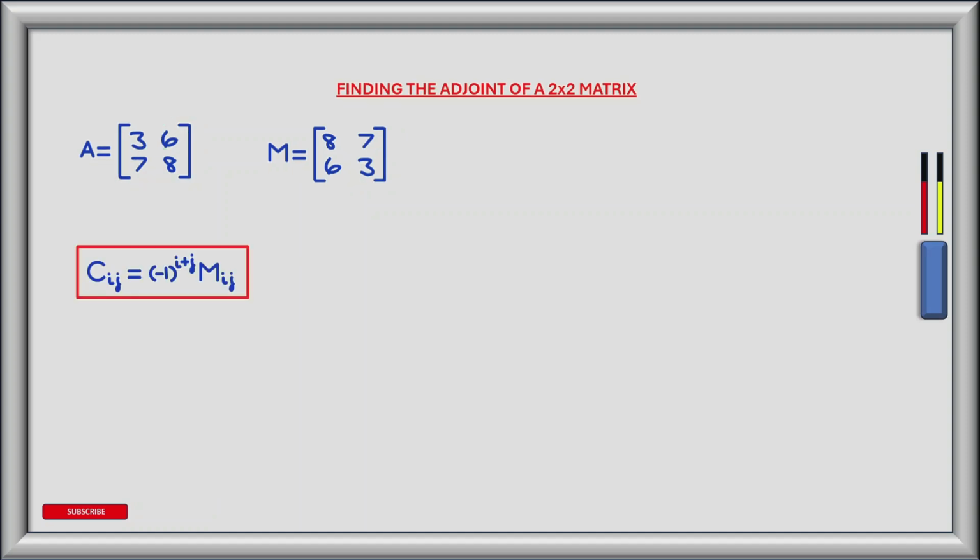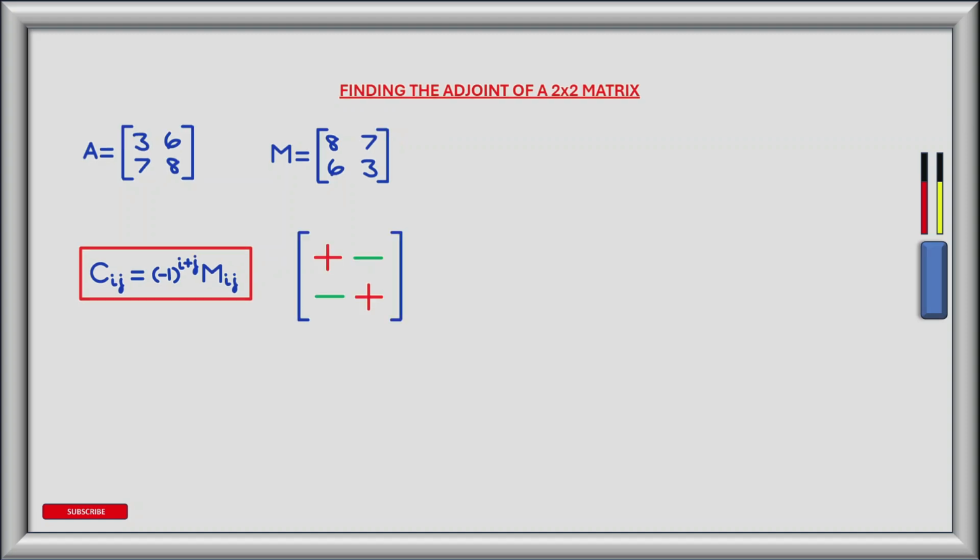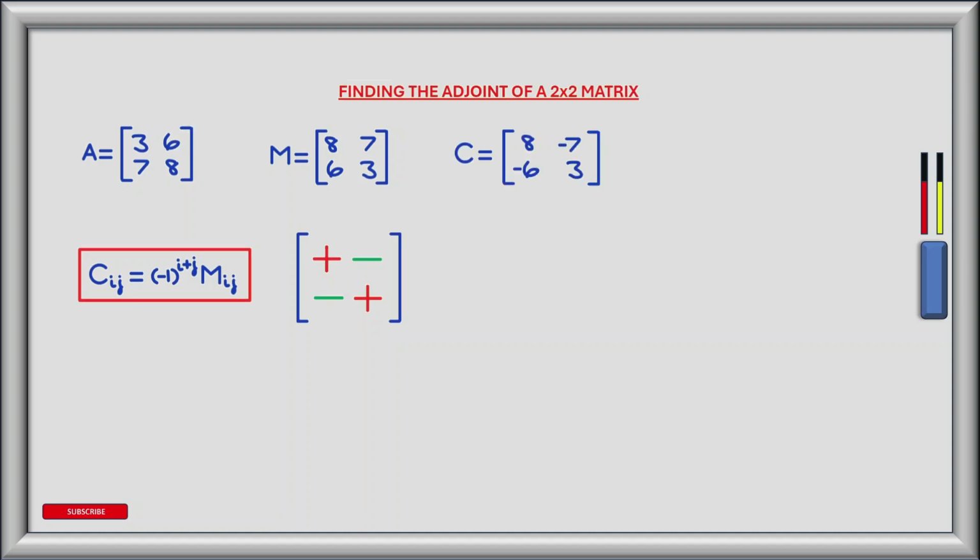To find the cofactor matrix, we multiply each element of the matrix of minors by -1 raised to the power of the sum of its row and column values. This effectively multiplies the individual elements of the matrix of minors by the pattern of pluses and minuses shown here. And when we do this, we get a cofactor matrix of 8, -7, -6, and 3.